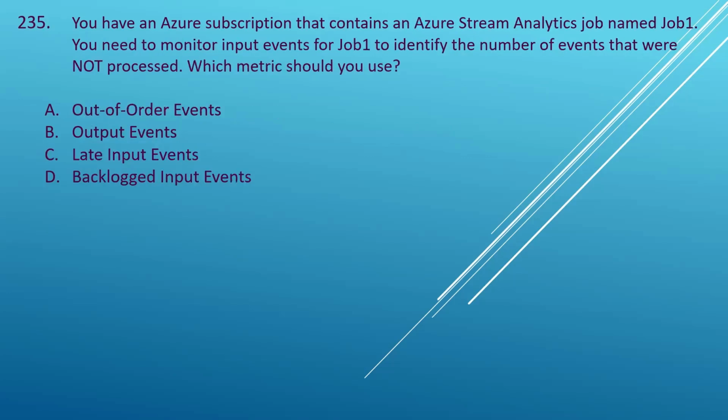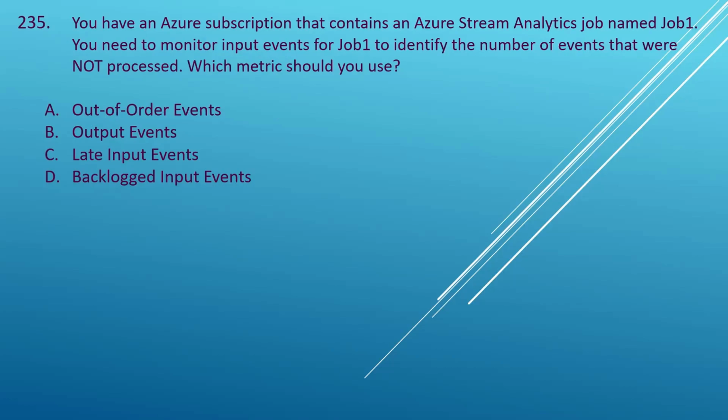Question number 235. You have an Azure subscription that contains an Azure Stream Analytics job named Job1. You need to monitor input events for Job1 to identify the number of events that were not processed. Which metric should you use? Your options are out of order events, output events, late input events, backlogged input events.